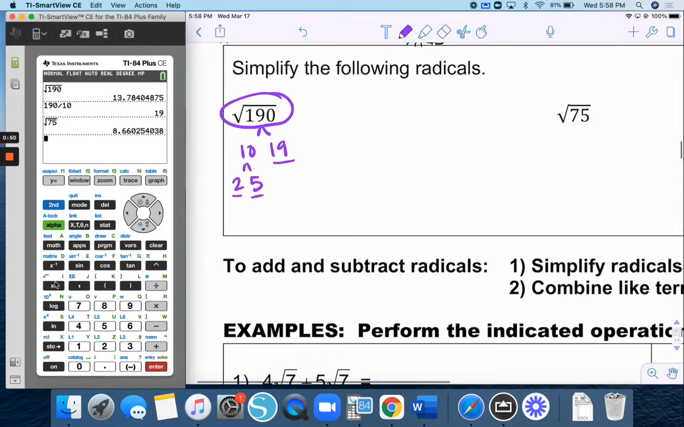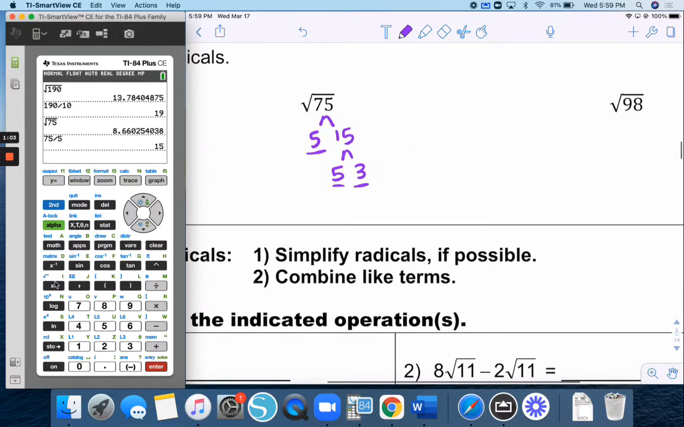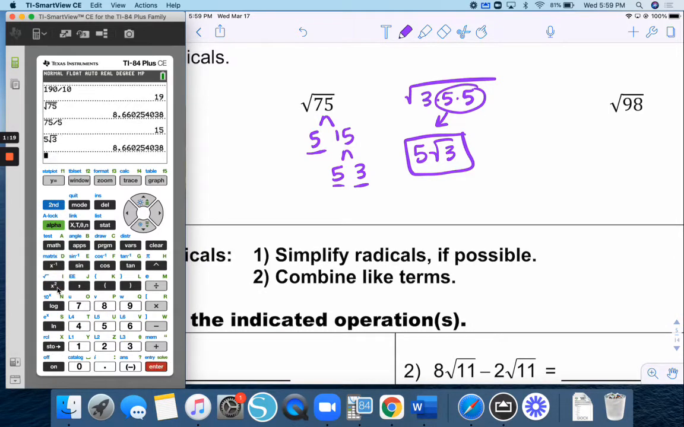For the square root of 75, we double check and it does not work nicely. 75 ends in a 5, so I'm going to start with 5s and we get 5 and 15. 5 can't be broken down, but 15 is 5 and 3. So that would leave us with a 3 and 2 5s in the square root. Remember, we look for pairs and the pair comes outside. And we do a quick check. 5 square roots of 3 is the same set of decimals.